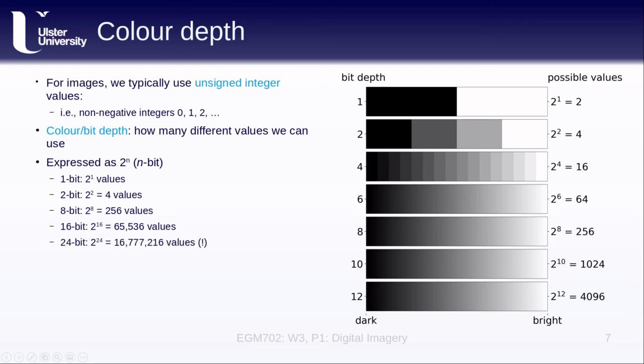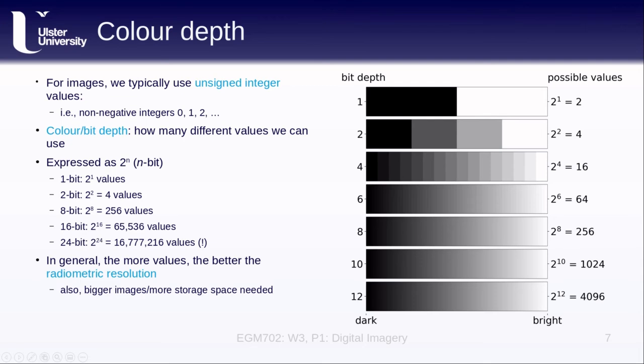A computer screen will typically have 3 different 8-bit channels, making a 24-bit image, which allows for over 16 million possible color values. In general, the more values that we use in the image, the more possible values that we have, the better the radiometric resolution of the sensor. As we go up in bit depth, we also typically have larger file sizes and a correspondingly increased need for storage space.